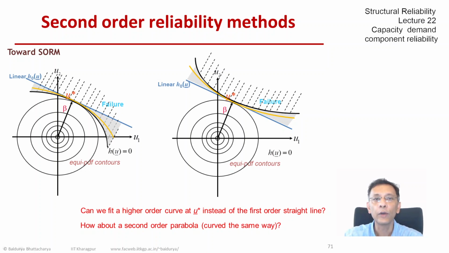And then what would be the failure probability, the improved failure probability in that case? So how do we get that orange line, and then how do we compute the improved reliability? So that is the subject of this section's discussion.